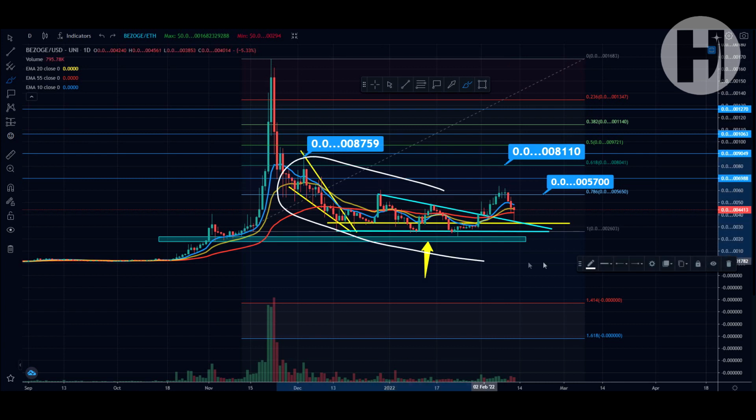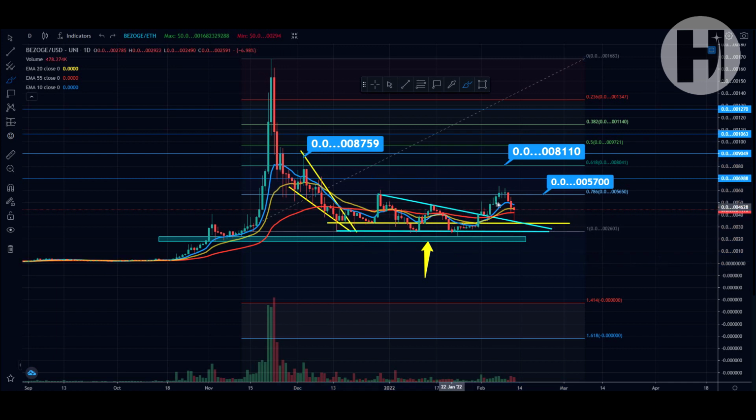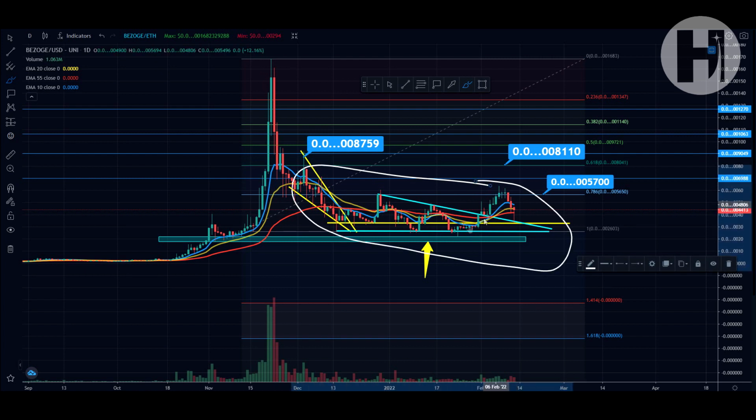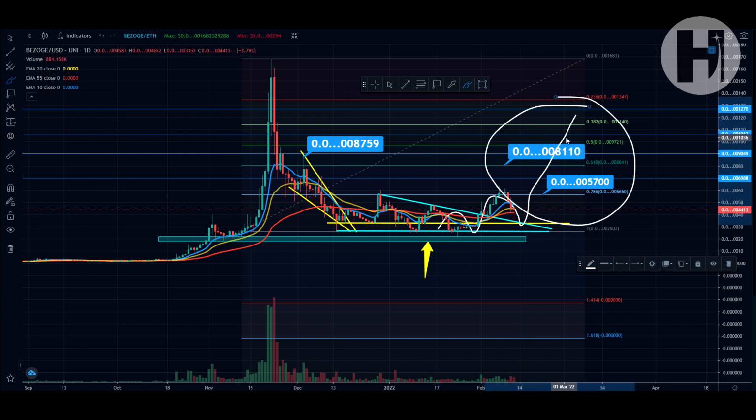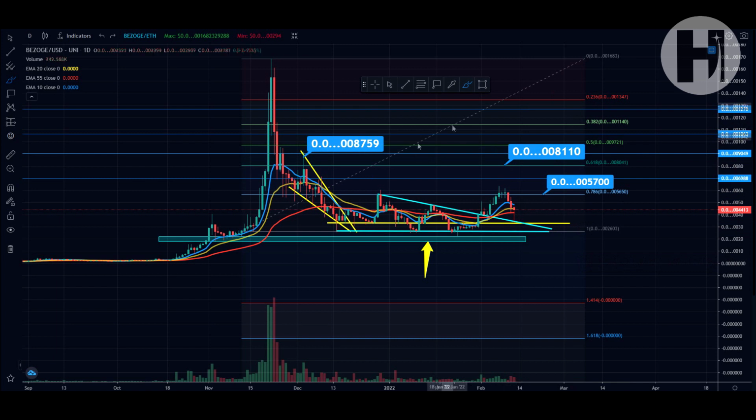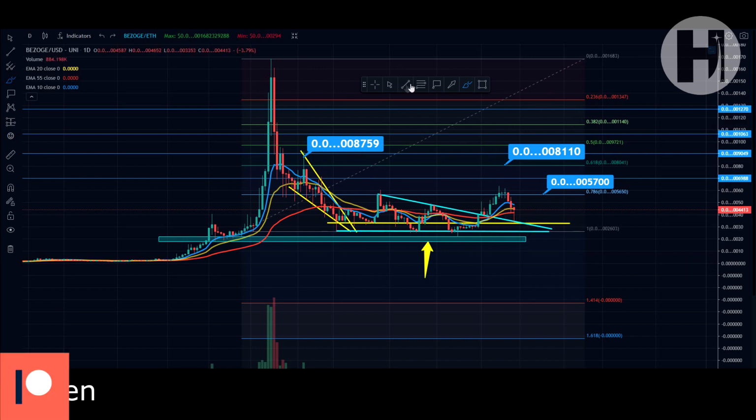And this over here is simply an accumulation phase, where all the people that want to sell are going to sell, and all the people that want to buy will buy, and the people who are not in time to buy will be buying the token over here, right? So this is just how it works. Still great dollar cost averaging opportunities right now for the Bezoge token.